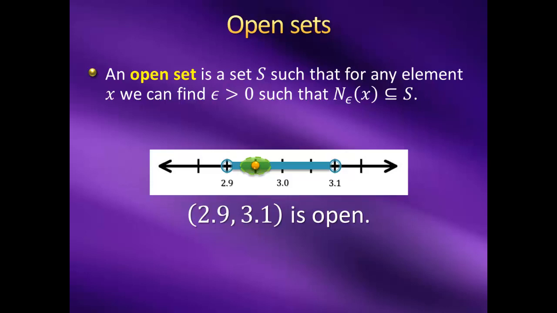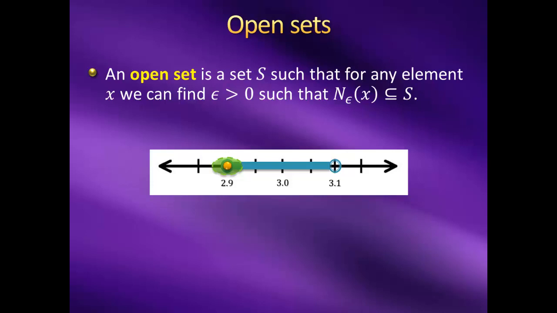On the other hand, what if we consider the interval from 2.9 to 3.1, but we include 2.9? Will this set be open as well? Well, look at the point 2.9. No matter how small we try to make epsilon, any neighborhood we try to find around 2.9 will have to contain numbers that are less than 2.9, since we said epsilon can't be 0.